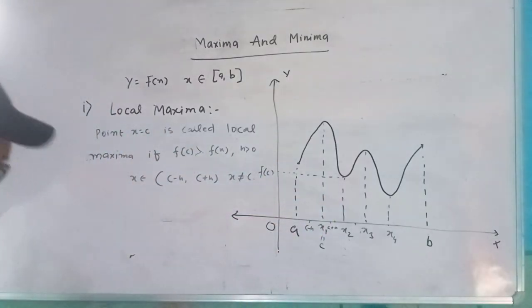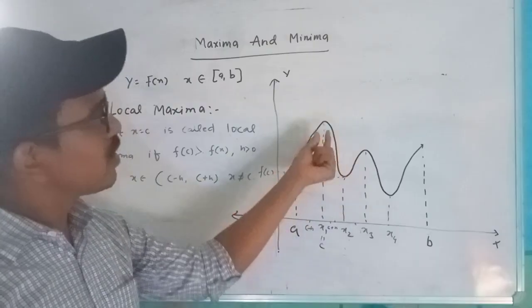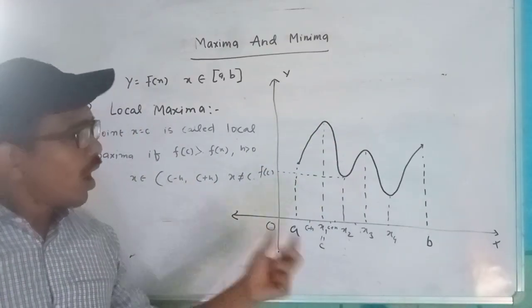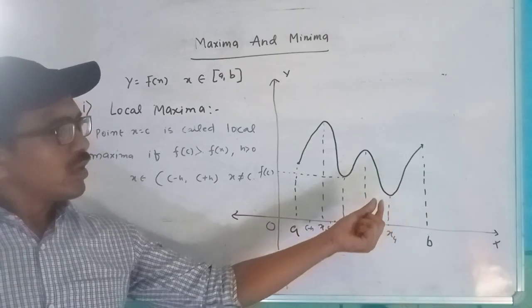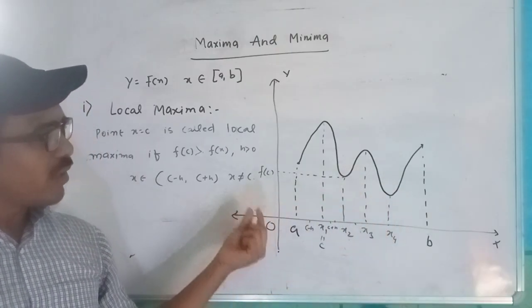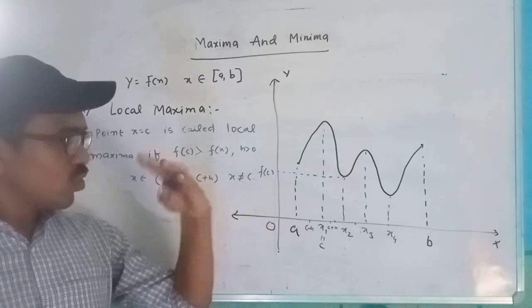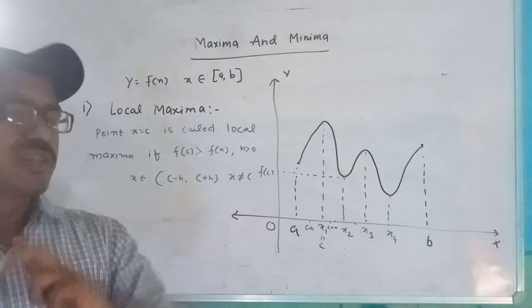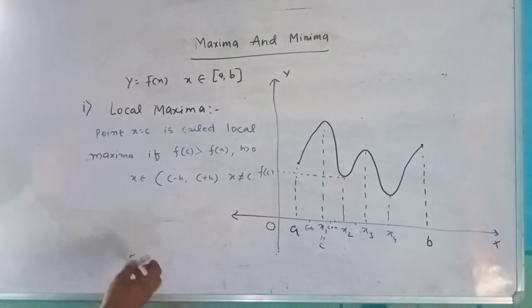Now you see, there are two local minima and two local maxima. So out of all these local minima, the point at which the value of the function is lowest, we call it the point of global minimum. See what I am trying to say.